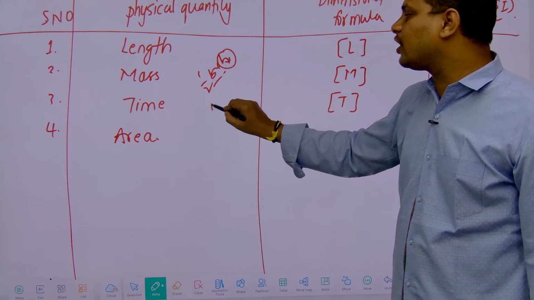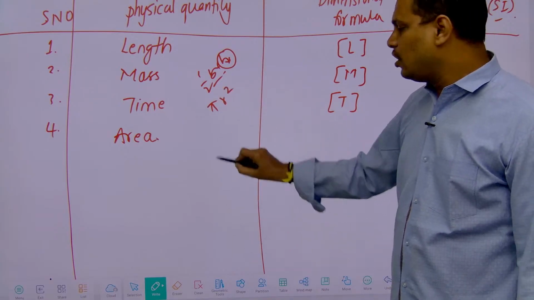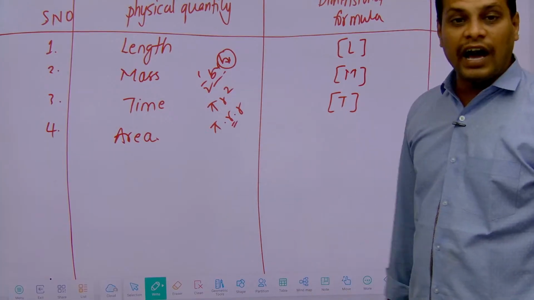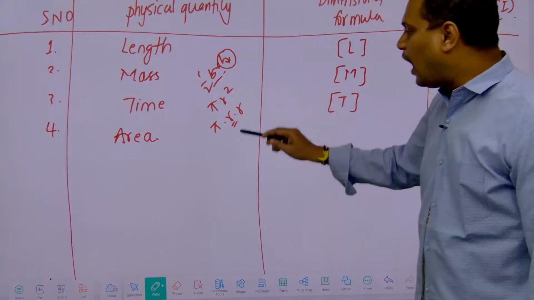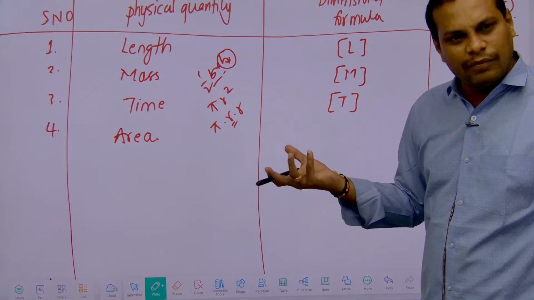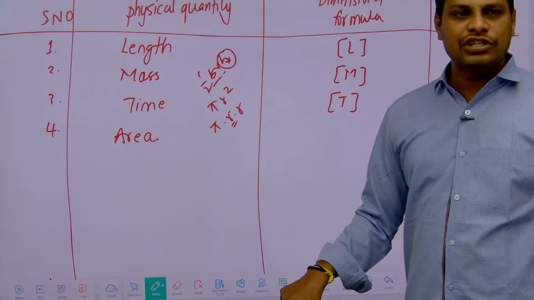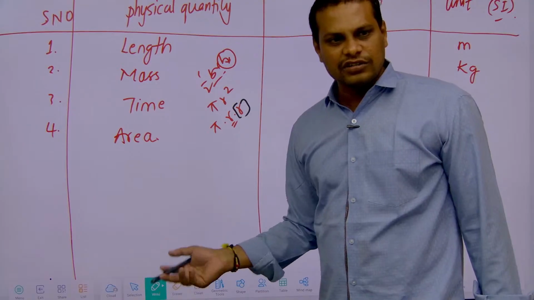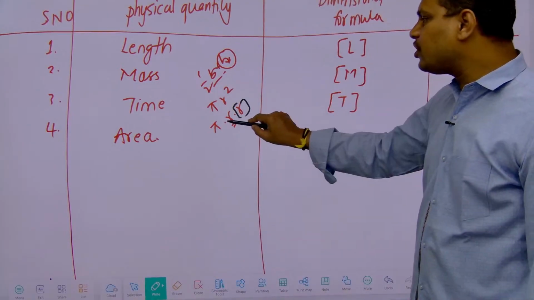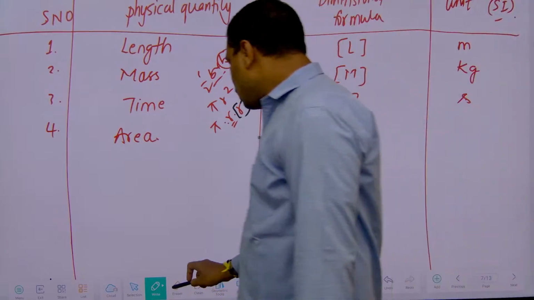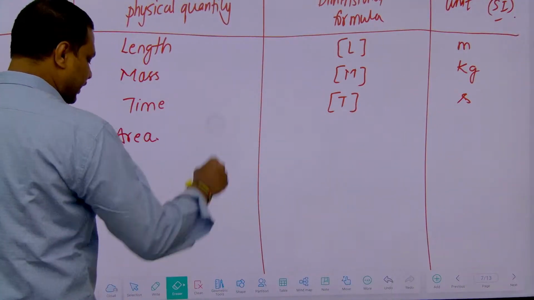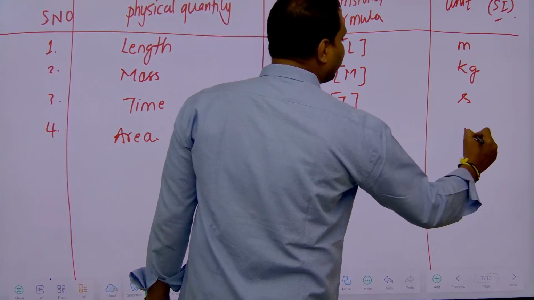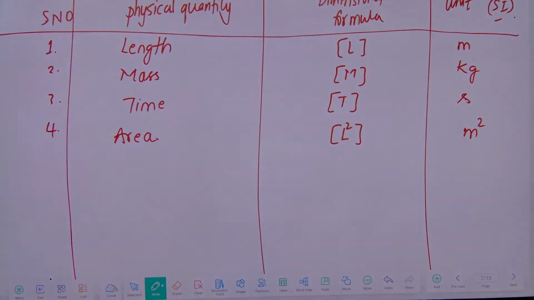Or else take the area of a circle. What is the area of a circle? Pi r square, so you can write pi into r into r. r is the radius, measured in centimeter, millimeter or meters, which is again the dimension of length. So L into L, L square. Therefore the area dimensional formula is L square. And the unit of area is meter square, or square meter.